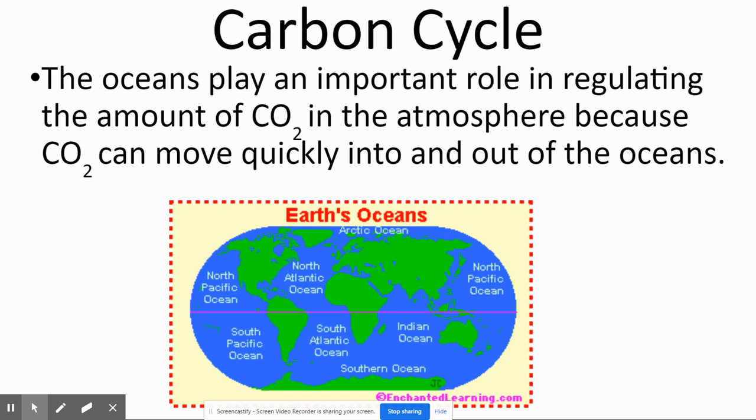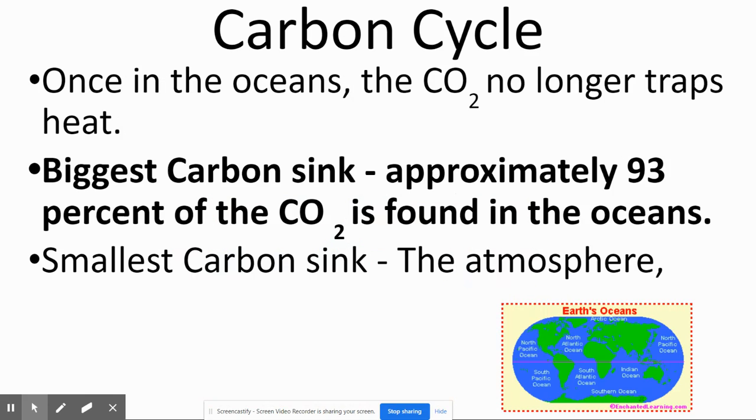The amount of CO2 in the atmosphere can move quickly into and out of the oceans, and that is diffusion. Once it's in the ocean, it can no longer trap heat, which is a good thing for us, because we actually want the carbon to go into the ocean. The more CO2 that is in the atmosphere, the more diffuses into the ocean. But the oceans can only hold so much CO2, and I'll show you some problems with that.